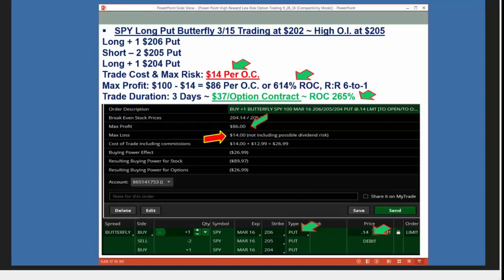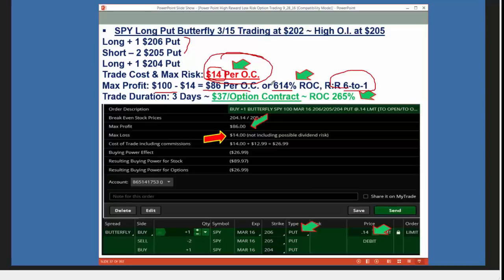Now the beauty of this trade is, you can see here that this trade was a dollar-wide spread, and it only cost $14 per option contract to put this trade on. So when you do the math on that, you can see it's a dollar-wide spread. So 100 minus 14, you've got a potential theoretical profit of $86 per contract, option contract, on a risk of just 14, and that's a 6-to-1 reward to risk, however you want to look at it, 614% theoretically.